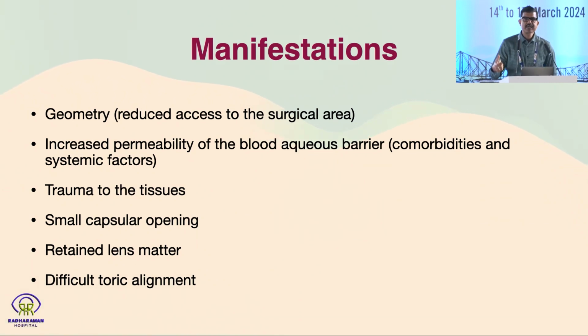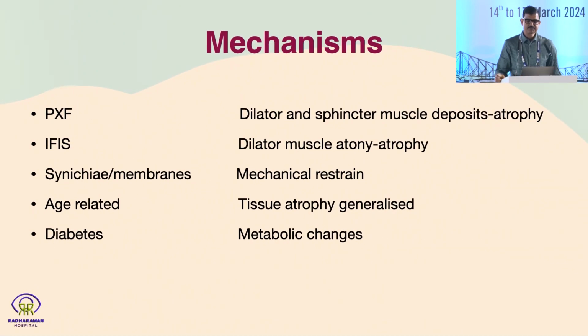And if you have a toric IOL to be placed, and 45% of our practice now is toric, so if you have a toric placement, then the alignment becomes difficult in the presence of a small pupil.